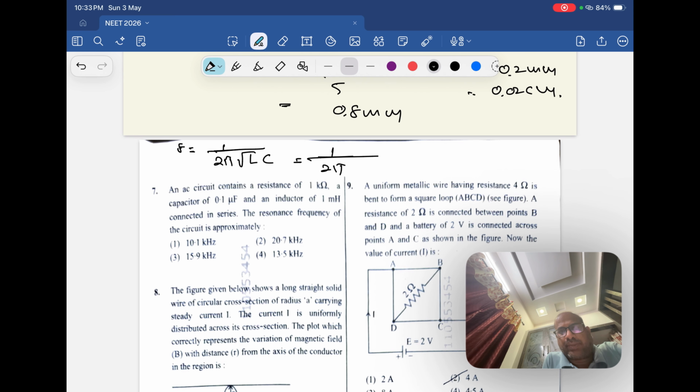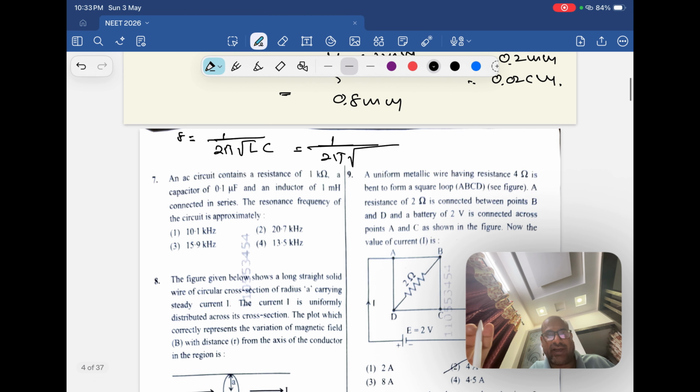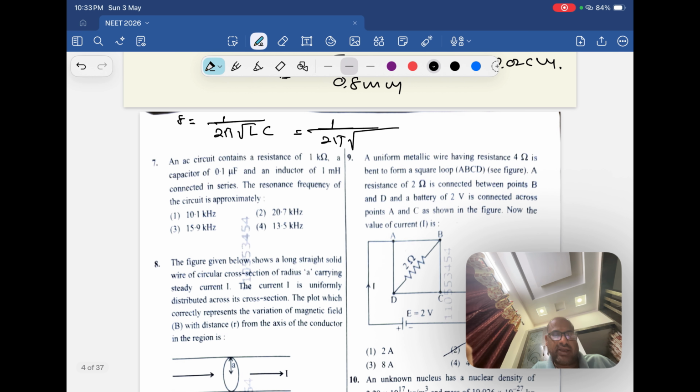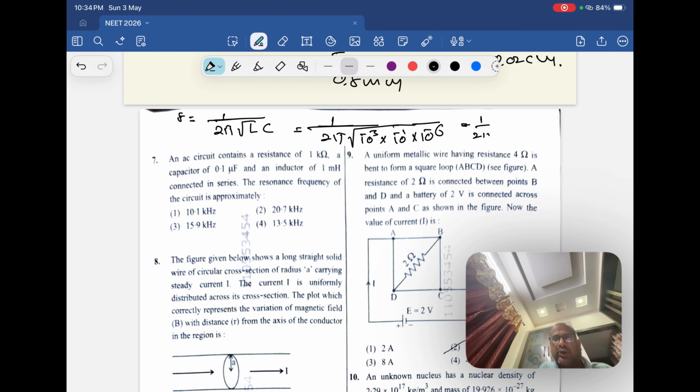So 1 by 2 pi root of, okay. Sometimes I may leave calculations to you, but I will indicate the concept, okay. And inductance 1 millihenry, right? 1 milli means 10 power minus 3 henry, into C. C value how much? 0.1 microfarad, that is 10 power minus 1 into micro means 10 power minus 6, beta. So this becomes 1 by 2 pi root of 10 power minus 10. 10 power minus 10. So this will be how much, right?